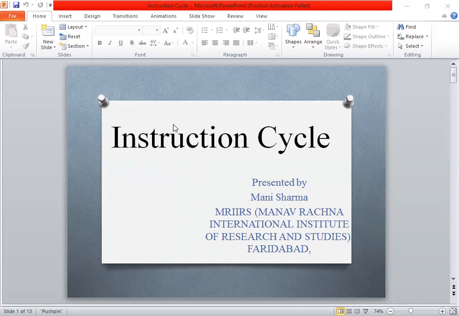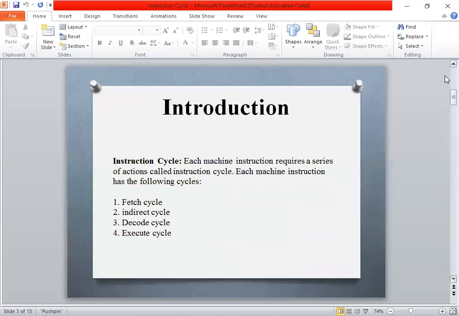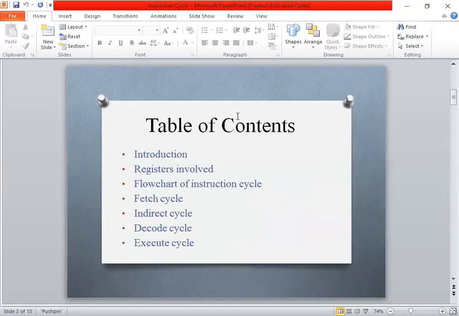We are coming to the next slide. There is the table of contents. First is introduction, registers involved, flowchart of instruction cycle, fetch cycle, indirect cycle, decode cycle, execute cycle.